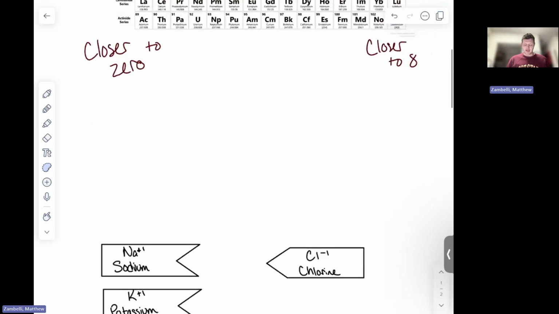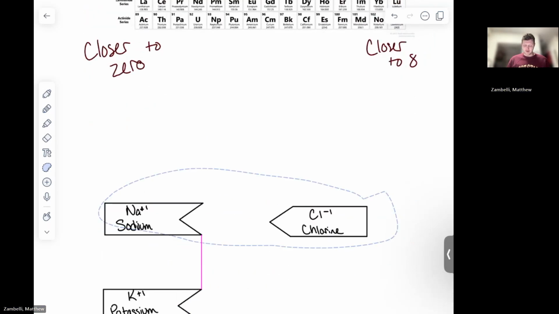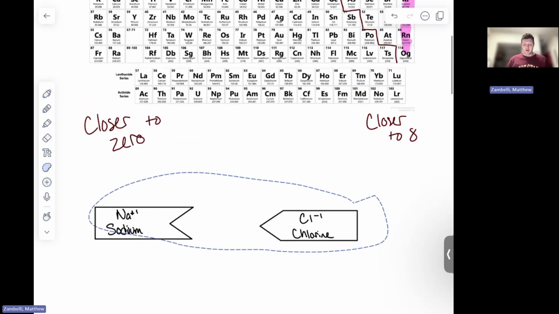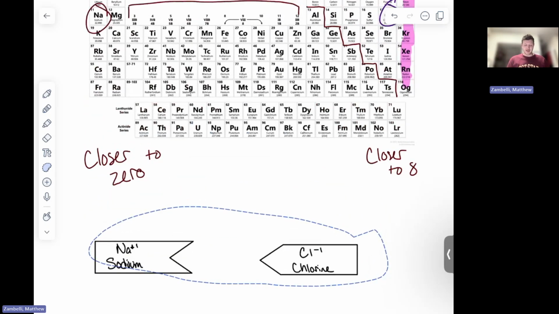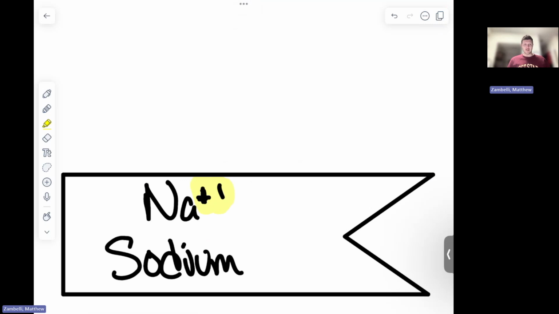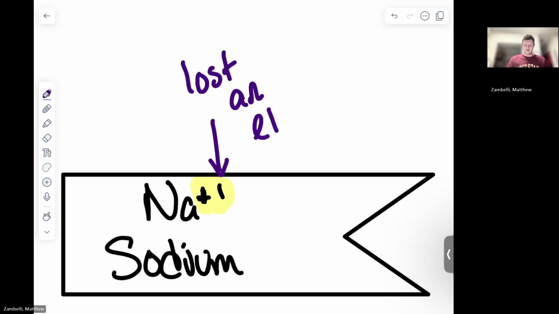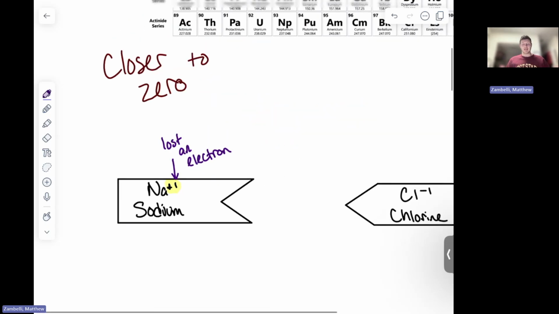So if we look at something again like sodium and chlorine, we have our sodium, which can lose an electron. That's why we have this empty space right here, right? If we look at those puzzle pieces, it has an empty space because it lost an electron. And again, reminder that that's what this +1 means. The +1 means that it lost an electron.